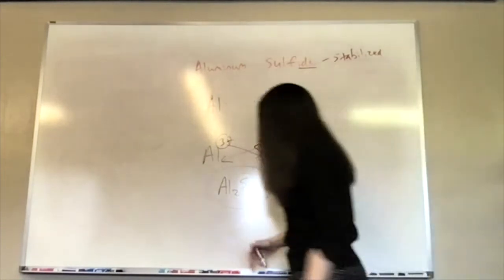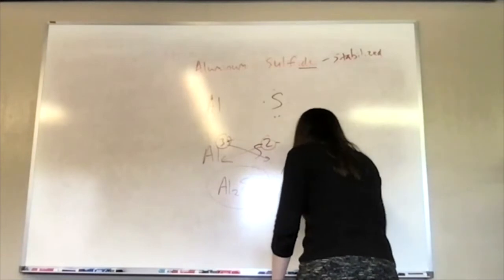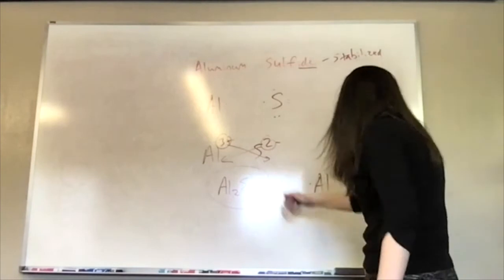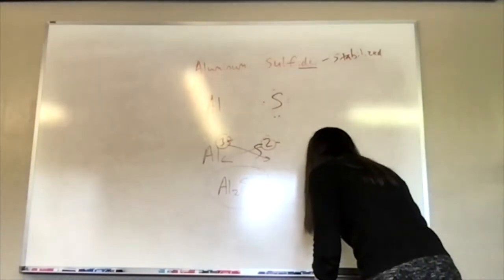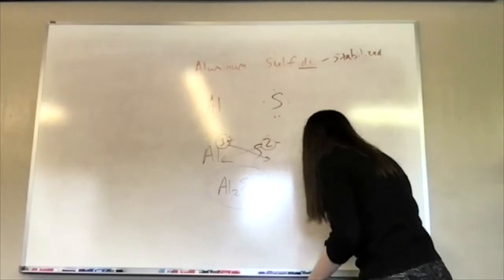So this right here says that we have 2 aluminums, which we'll write out here with 3 dots, and 3 sulfurs with 6. So I'll use a different color for this one.